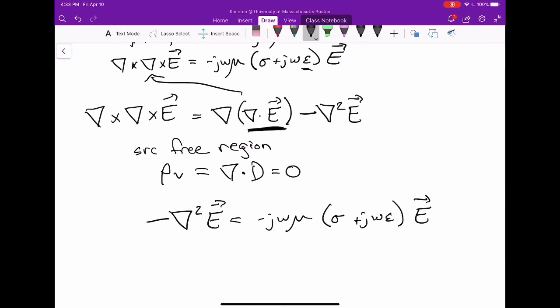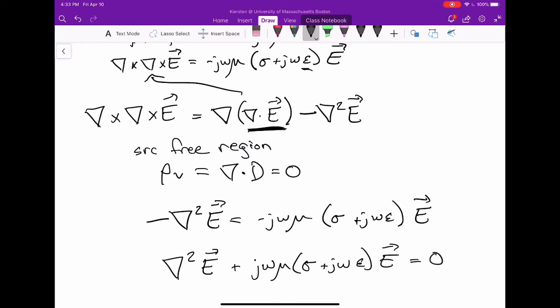Or if we multiply it out and move some things around, we end up with Laplacian of E, plus j omega mu times sigma plus j omega epsilon, times E, like that, equals 0.